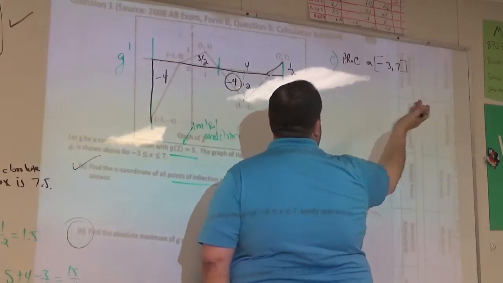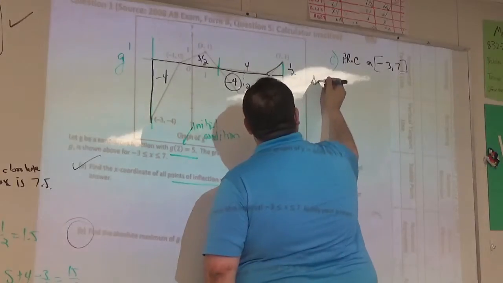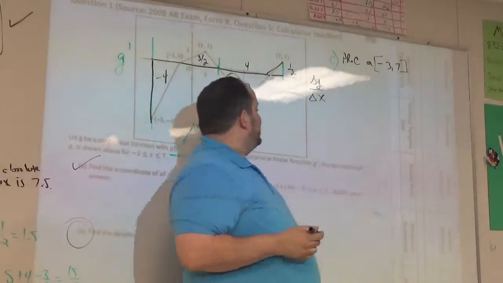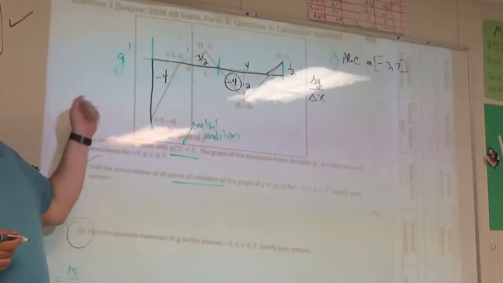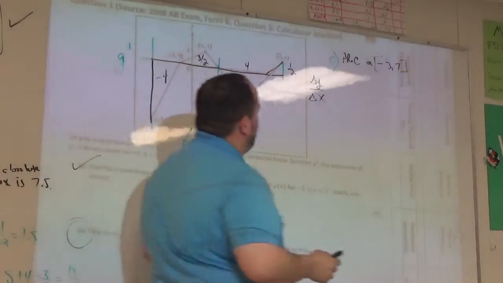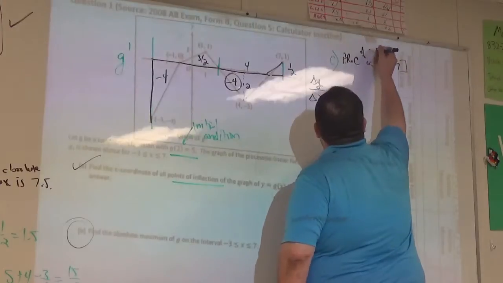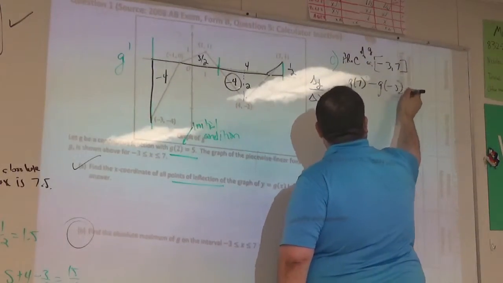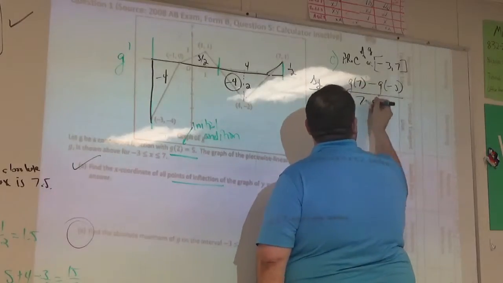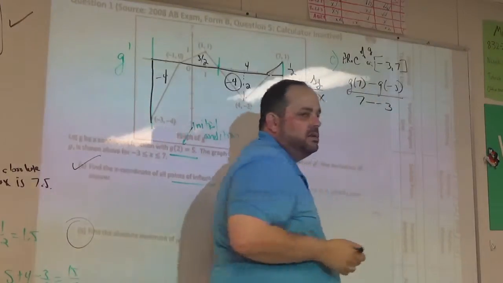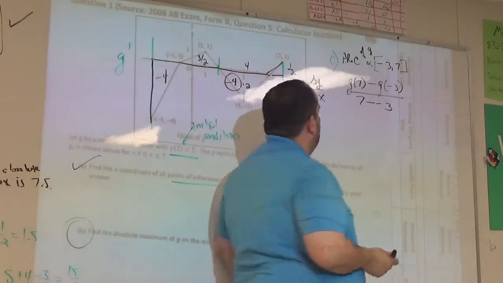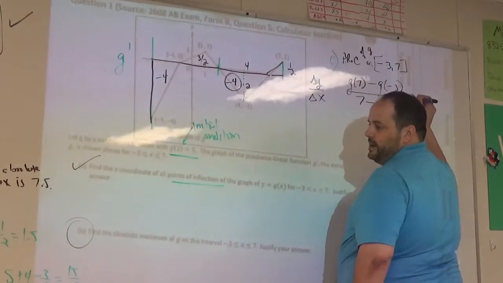Well, the way you used to find average rate of change back in the day is rise over run, change in y over change in x. This is not y and x. I want the average rate of change of g. So g of 7 minus g of -3, over 7 minus -3. That's how you'd find average rate of change. G of 7, we've already figured it out.